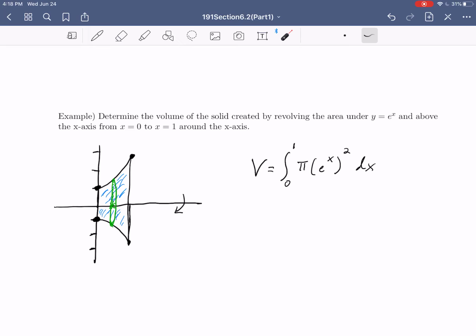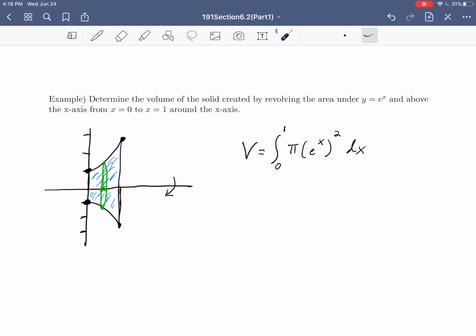And again, in this method, this right here, which is the really important piece, it's really determining the radius of that disk. And the radius here is stretching from the x-axis up to that function, which is just the e to the x there. Can we actually determine this volume? Yep, pretty easily. And we can say that that's the integral from 0 to 1 pi e to the x squared. Well, we can simplify that. That's just e to the 2x dx.